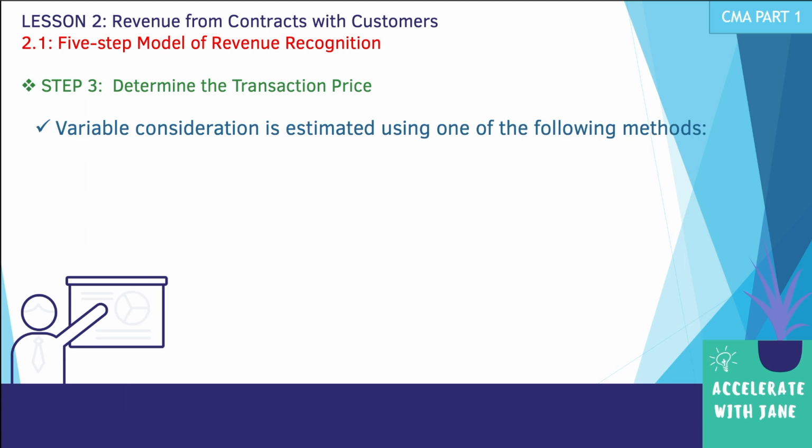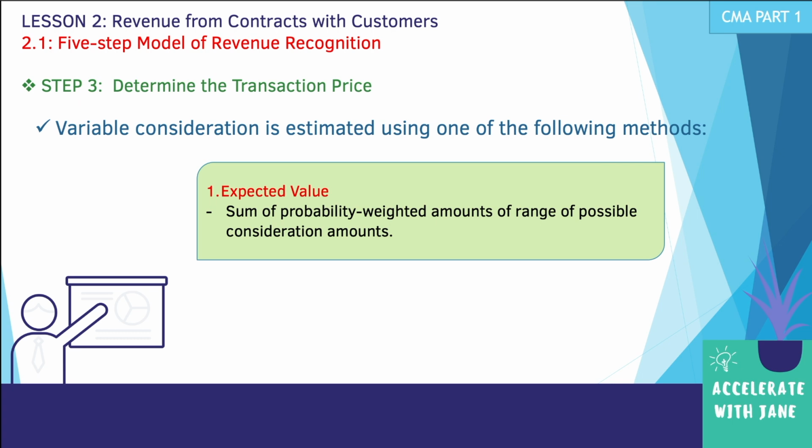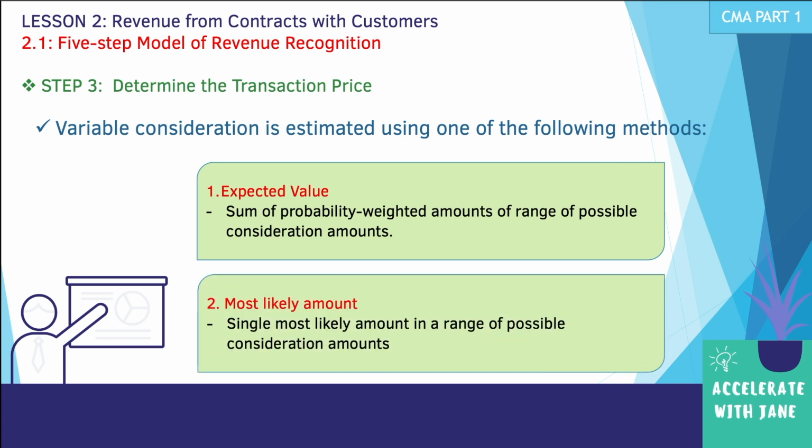So variable consideration is estimated using one of the following methods. First is the expected value method. Second is the most likely amount. Under the expected value method, usually we have a range of possible consideration amounts. So we have more than one possible consideration, so it's usually a range. Here, for each possible amount, we assign a probability weight. And then under the expected value method, we sum the probability-weighted amounts for each possible consideration.